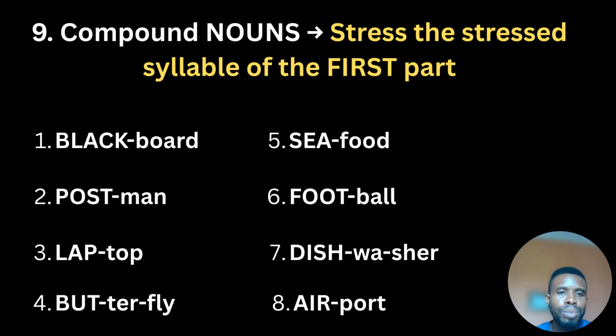One, we have blackboard. So we stress the first part, black. Postman, the first part, post. Laptop, the first part, lap. But butterfly has two words, butter and fly. These are the two words that make the compound noun.